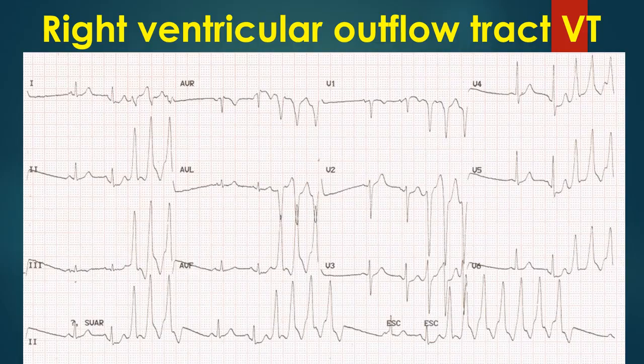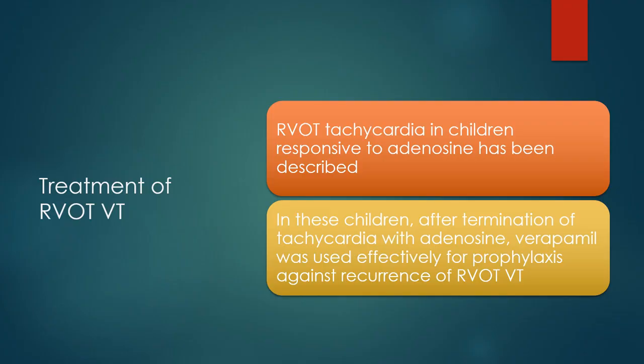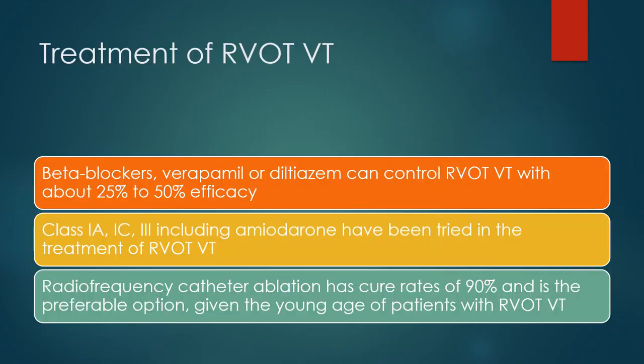RVOT-VT occurs in repetitive runs having left bundle branch block morphology and inferior axis. RVOT tachycardia in children responsive to adenosine has been described. In these children, after termination of tachycardia with adenosine, verapamil was used effectively for prophylaxis against recurrence. Beta blockers, verapamil or diltiazem can control RVOT-VT with about 25 to 50% efficacy. Class 1A, 1C, 3 including amiodarone have been tried in the treatment of RVOT-VT.